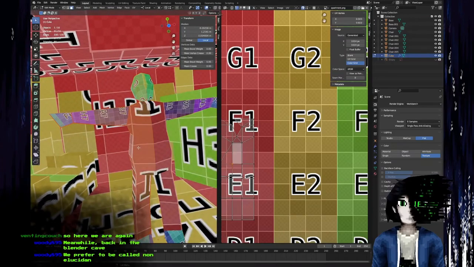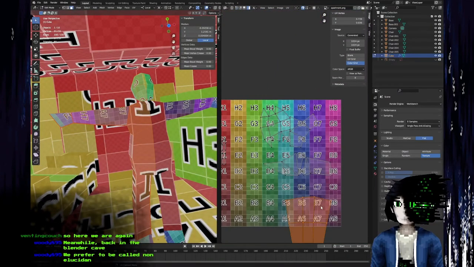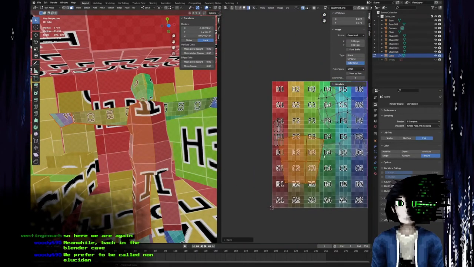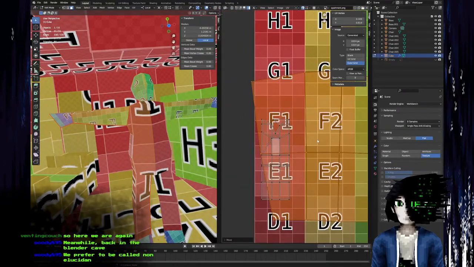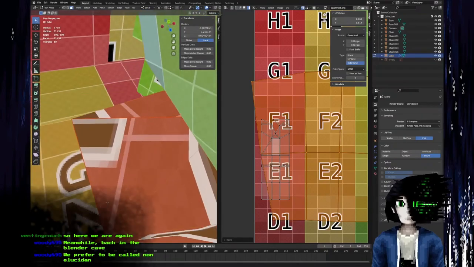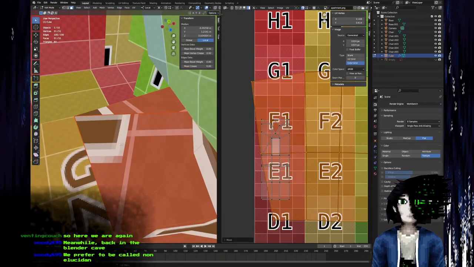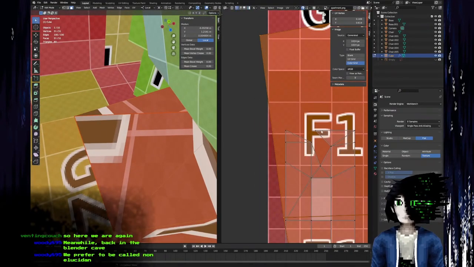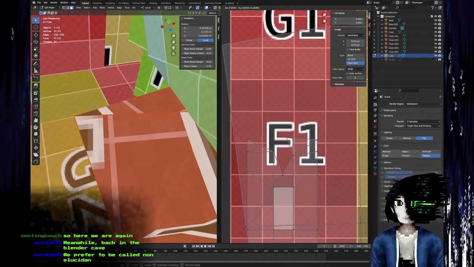Okay, next up, let's have a look at the arms. How are the arms doing? This is an arm. There it is. So I'm going to try and keep a similar pixel density again. The most important thing with the arm is that it lines up perfectly with the top of the shoulder, which isn't a straight edge. That's going to be a problem.